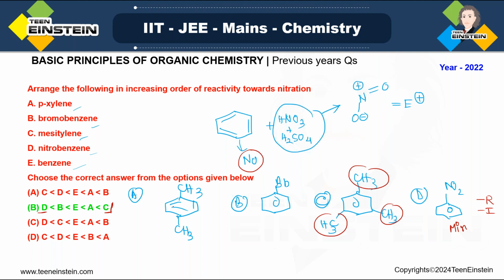So after C, it will be A, because we have 2 methyl groups. Then it is E, because there is no electron withdrawing group. Bromine will also deactivate the ring by pulling electron density, and that is why after E, we have B. But NO2 is the maximum in its capacity to decrease the nucleophilicity of benzene, so it will be at the last position. Okay. So option B is the correct option.